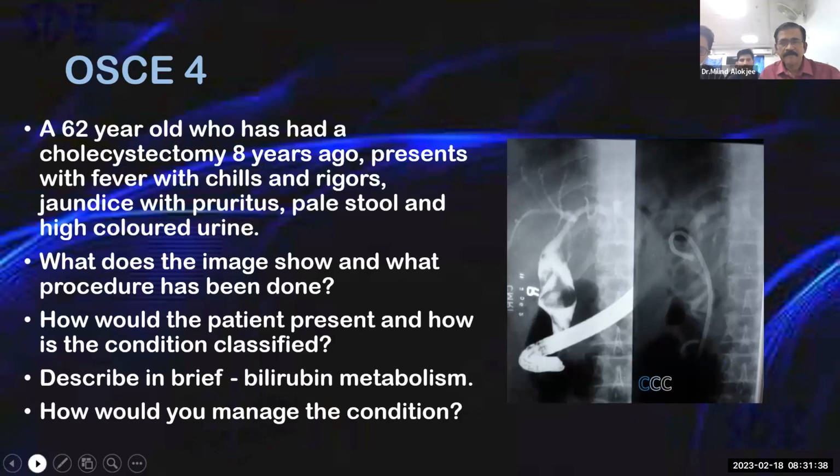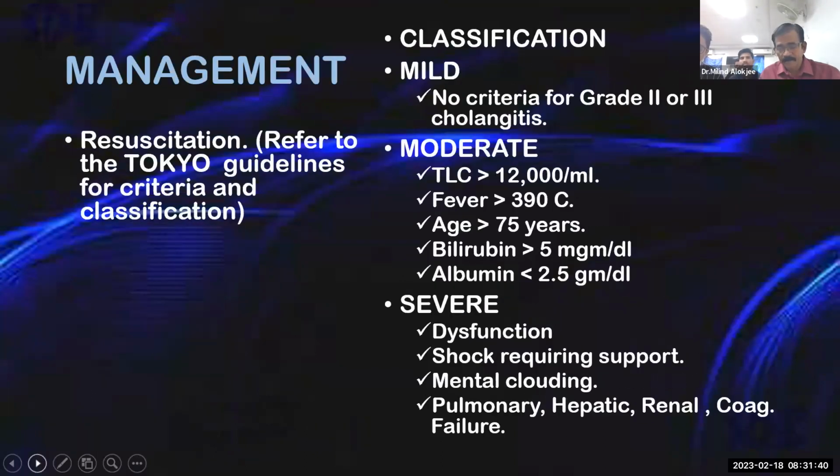Yes, sir. What about severe? Sir, resuscitation followed by biliary drainage by ERCP. Or suppose it's a situation where the gallbladder is at fault, there is more pus collection in the gallbladder, and also the patient has a CBD stone. ERCP may fail in this situation sometimes. Sir, percutaneous drainage.